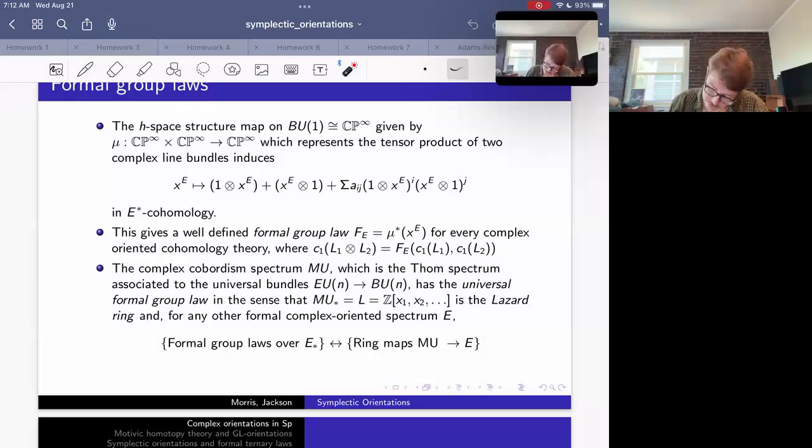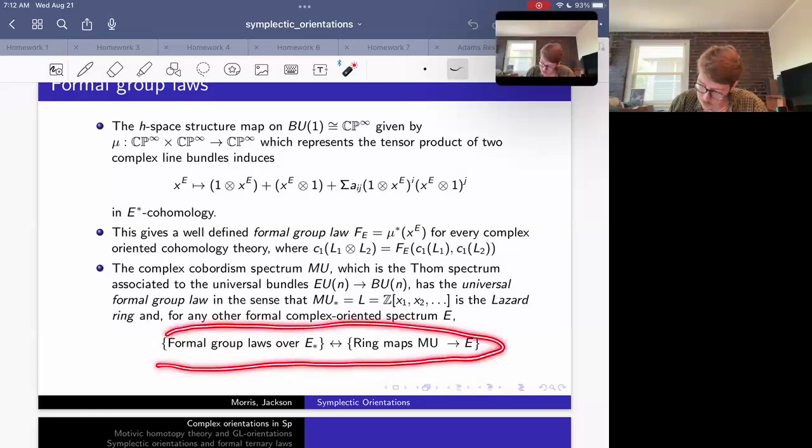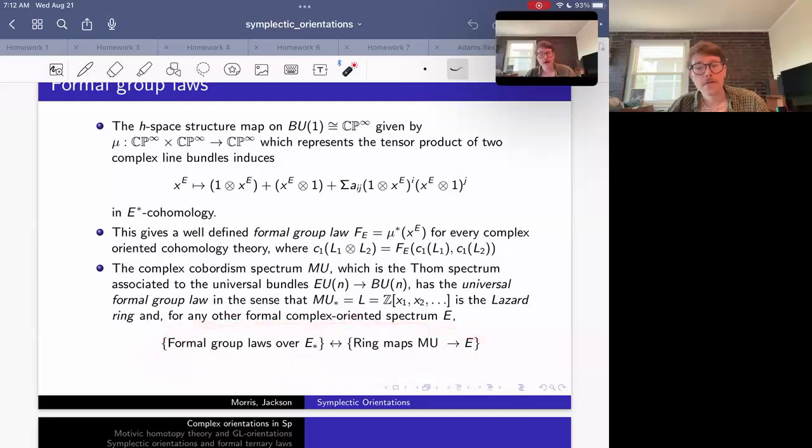And so this gives us the following way to think about this: formal group laws over E star are just the same as ring spectra maps from MU into E. So not only can I talk about the formal group laws, but all of the formal group laws I can get are exactly in bijection with multiplicative maps from MU into E.